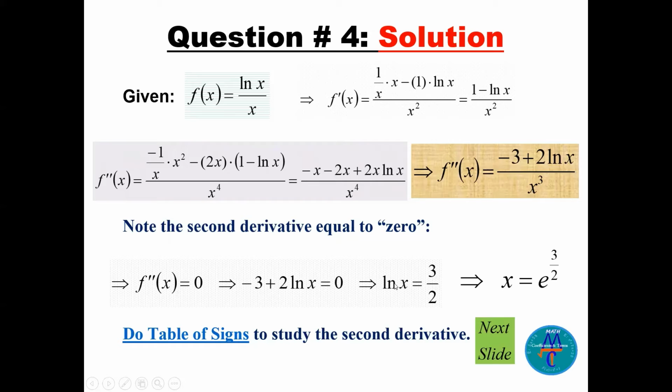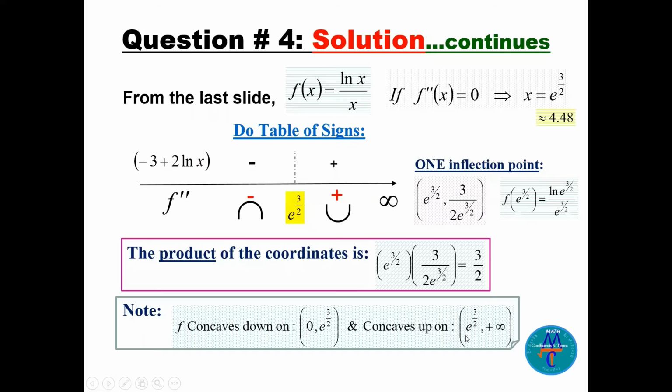So from logarithmic form here, we can go to exponential. We say x equals the base e to the power 3 over 2. Now let's do a table of sign for the second derivative to study that. So e to the power 3 over 2 is the value of x, approximately 4.4, coming from the second derivative equal to 0. This is f double prime.